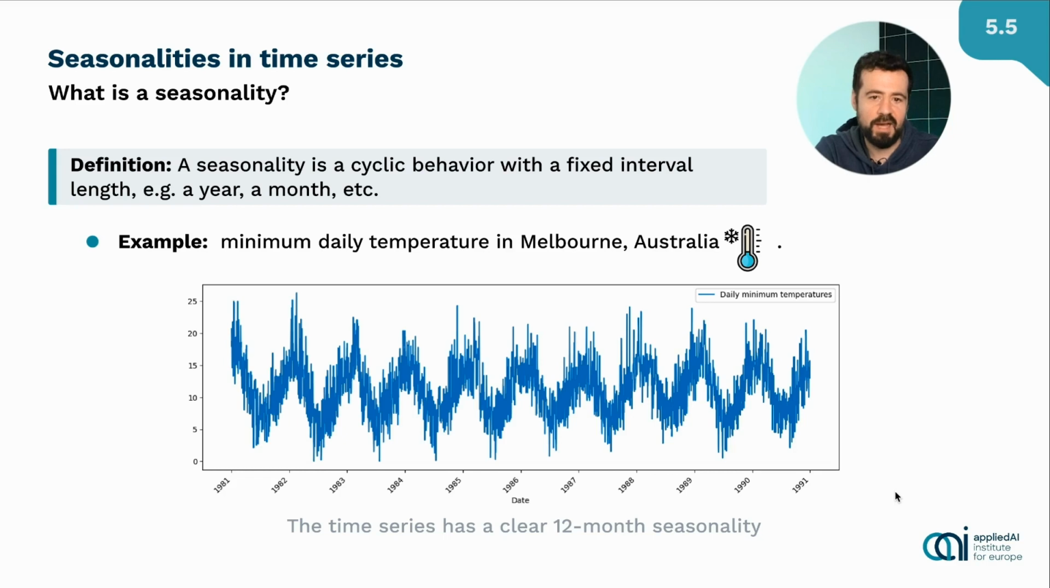A very good example is depicted down below here. Here we have the minimum daily temperature in Melbourne, Australia over several years. And I think you can easily spot this clear 12 months seasonality. So in this example of daily temperature, the seasonality is very obvious, and it's also pretty easy to spot the period of the seasonality because we basically know that it must be a yearly seasonality.